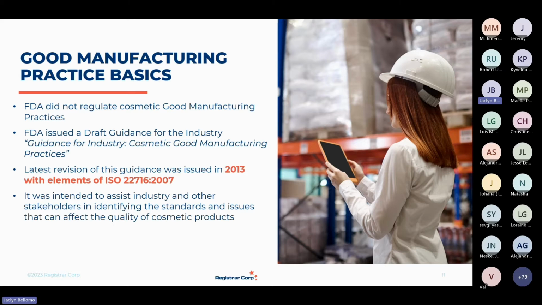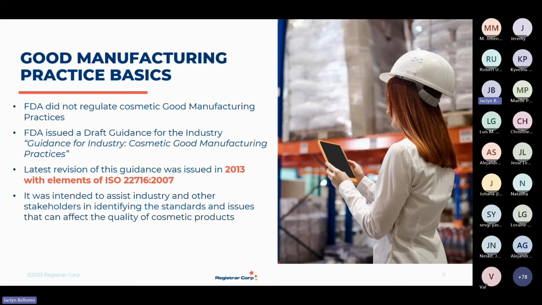FDA did issue a draft guidance for industry that focused on good manufacturing practices for cosmetics, but this was not a mandatory regulation that facilities had to follow. The latest revision of this guidance was issued in 2013 with elements of ISO 22716, which is that European Union standard, and that is actually required for all cosmetic products that are sold within the EU. FDA has announced that it intends to withdraw or revise the draft guidance based on this GMP rulemaking. So very important that this draft guidance will have a revision or be pulled completely.